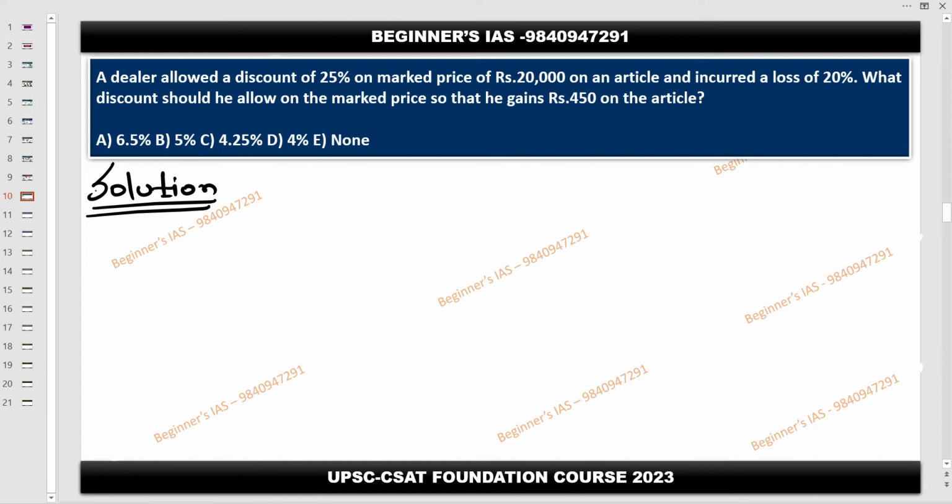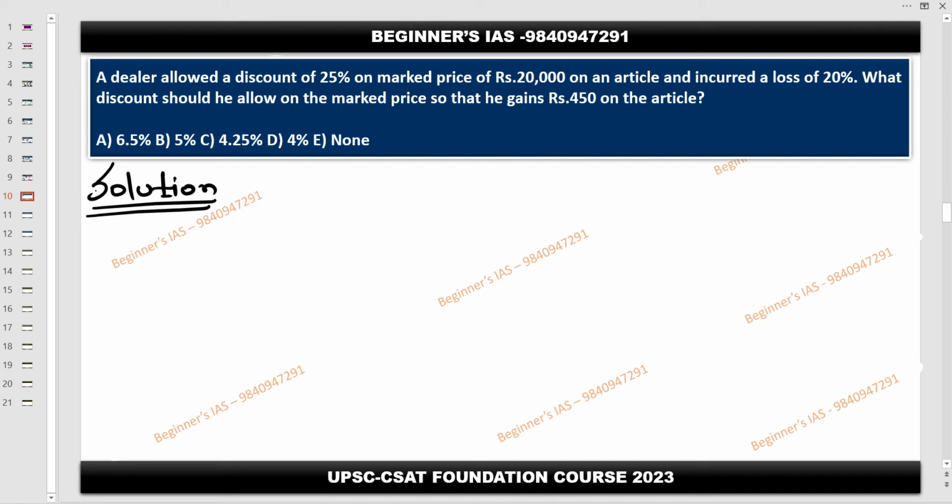A dealer allowed a discount of 25% on a marked price of rupees 20,000 on an article. Listen, the MRP is provided here. Now after this, he incurred a loss of 20%. What discount should he allow on the marked price so that he gets a gain of rupees 450 on that article? Okay.